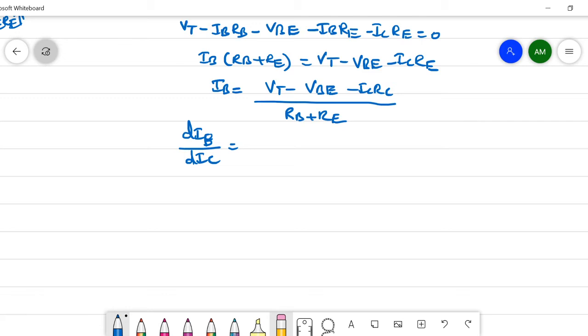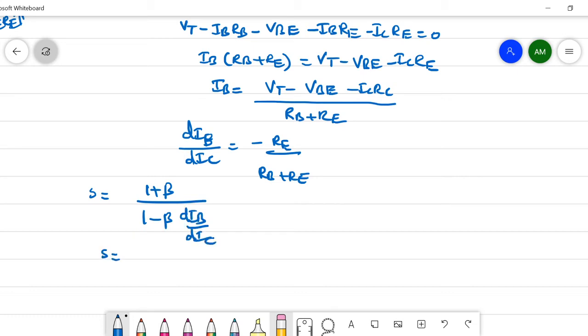So dIB by dIC is equal to minus RE by (RB plus RE). Substitute this equation in the stability formula. The stability equation is S equal to, already we know this, (1 plus beta) by (1 minus beta into dIB by dIC). So S is equal to (1 plus beta) by (1 minus beta into, substitute this one, minus RE by (RB plus RE)), that is, 1 plus beta by 1 plus beta times RE by (RB plus RE).